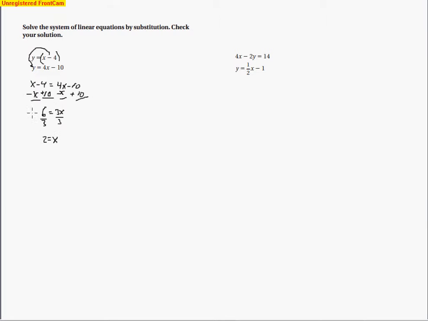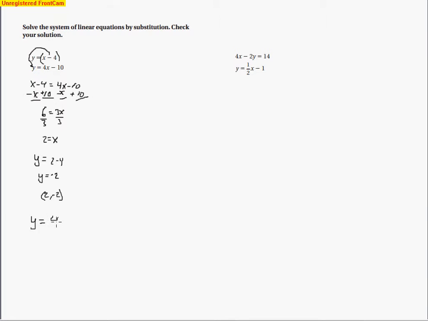So I'll take that 2 and put it back in for one of these x's here. y equals 2 minus 4. So y is negative 2. Let's check that answer, to make sure it's right. This is where the 2 lines will cross. So to verify, I just put it in the other equation that I did not substitute into to find out what y is. So let's see if it works.